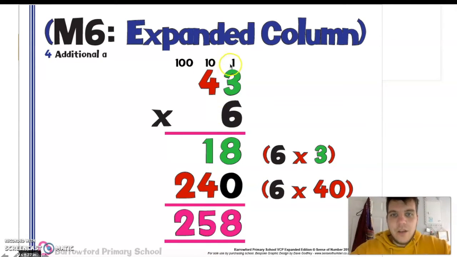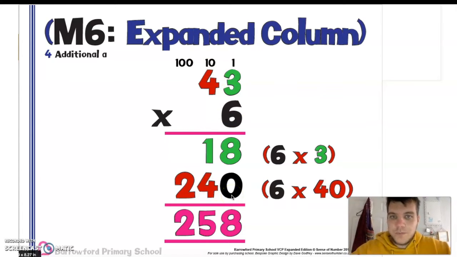Expanded method again. So I'm doing 3 times by 6, 18. Here I'm doing 40 times by 6 because that 4 is worth 40. So then that's taking me into another column. I've got mine into my hundreds there. 240, 40 times by 6 is 240. Recombine those together to get my answer.